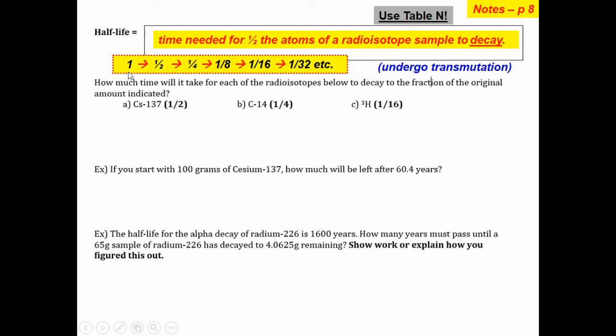If you start with 1 whole, then after 1 half-life, you've got a half of that. Half of that becomes a quarter after the next half-life. Then it becomes an 1/8 after the next half-life, 16th, 32nd. That's about as far as you'll need to go. So let's walk through some of these questions.